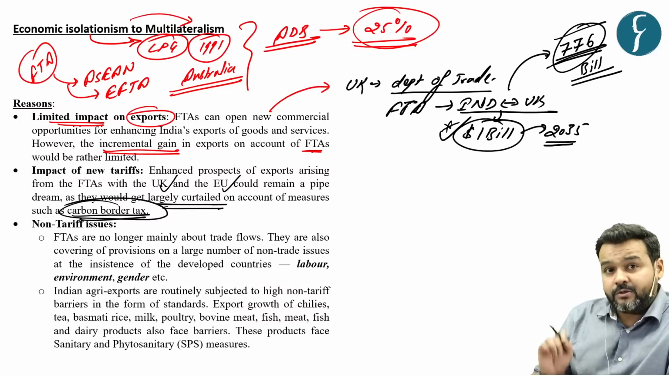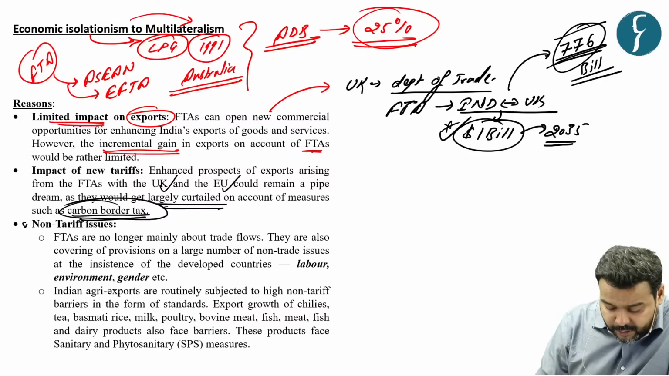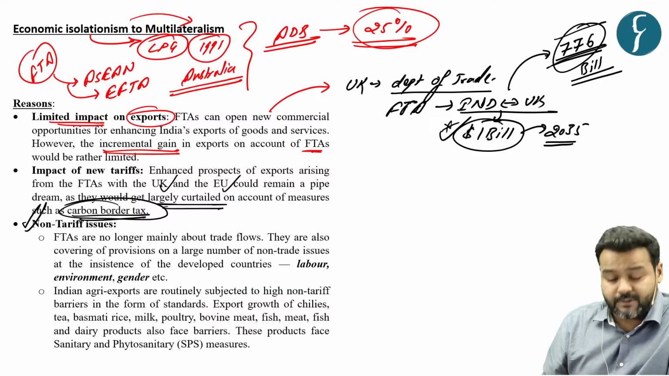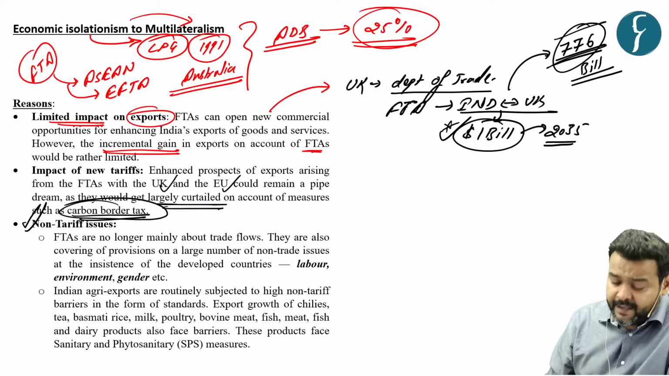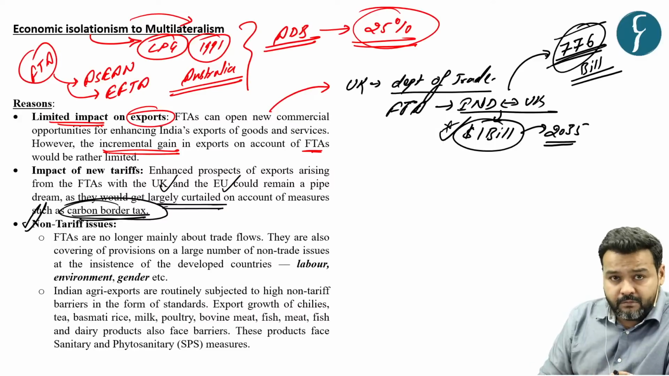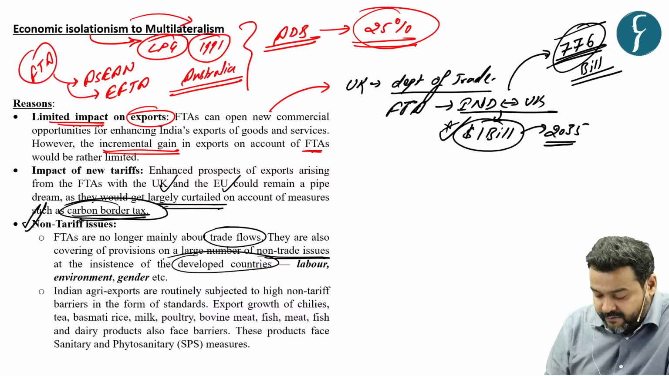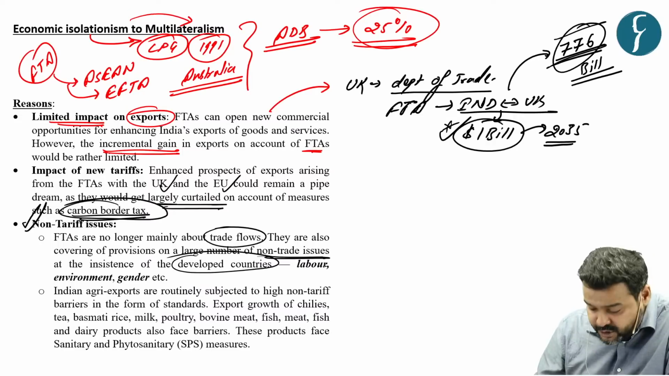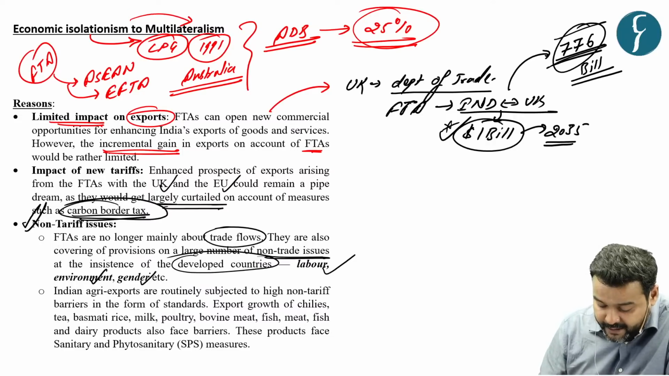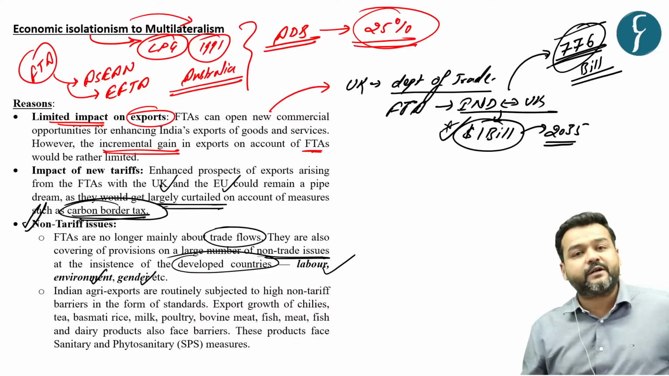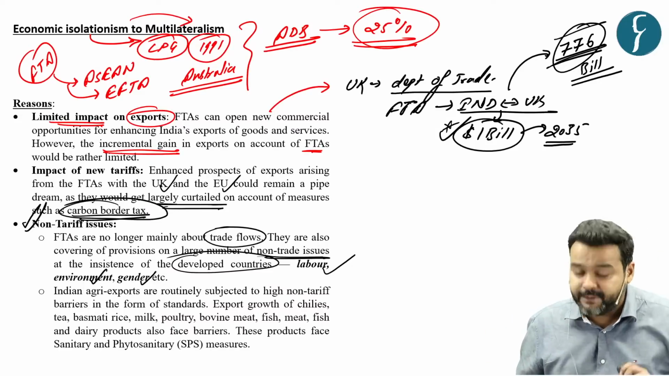Now there are issues related to the non-tariff dimension also. They say that FTAs are no longer mainly about trade flows. They are also covering a large number of provisions on non-trade issues at the instance of developed countries, non-trade issues like labor, environment, gender. On those fronts, you are going to be trapped.